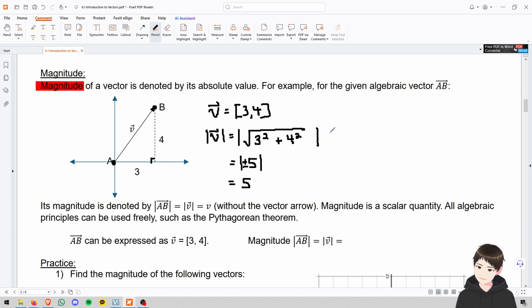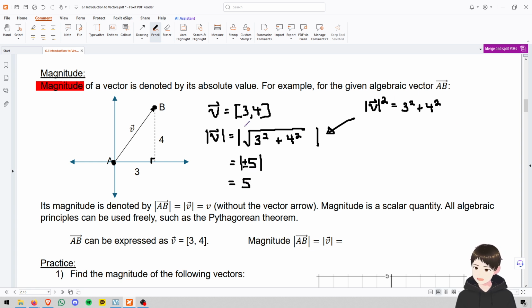Okay. If you're wondering how the heck did I get this, please remember the magnitude of v squared is equal to 3 squared plus 4 squared, thanks to the Pythagorean theorem. So square root both sides, and I get this. Okay, I'm just taking your understanding of this for granted.